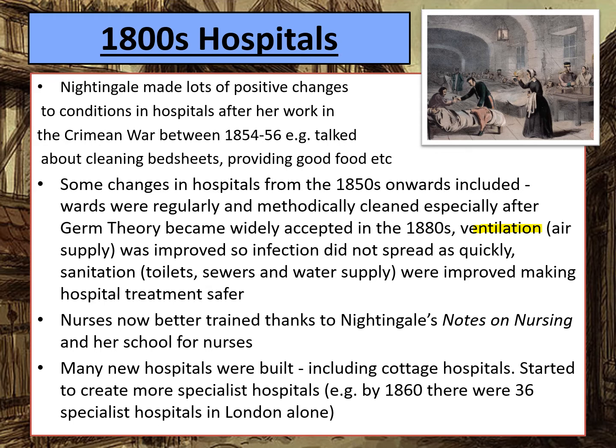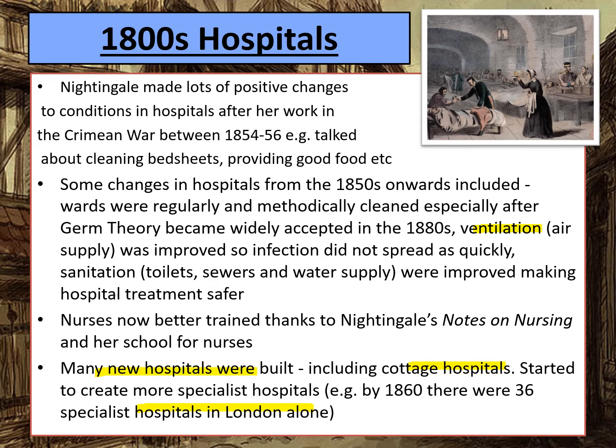But they also built lots of new hospitals in this period. Obviously, in the 1700s, we've seen that there's been a hospital boom, and in the 1800s, we get more hospitals built again. We get things like cottage hospitals that were built for the first time. These were basically hospitals that were supposed to mimic people's homes to make them feel more comfortable. And they even started to create even more specialist hospitals, for instance, creating Great Ormond Street Hospital in London for children. And by the time we get to the year 1860, there were 36 specialist hospitals in London alone. So they're continuing with this hospital boom.